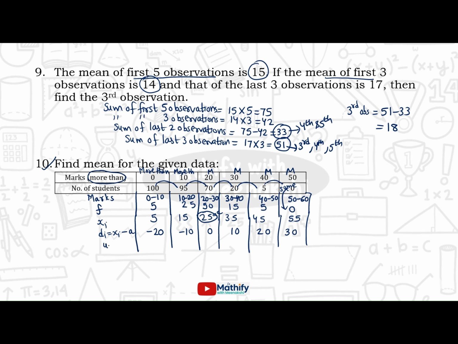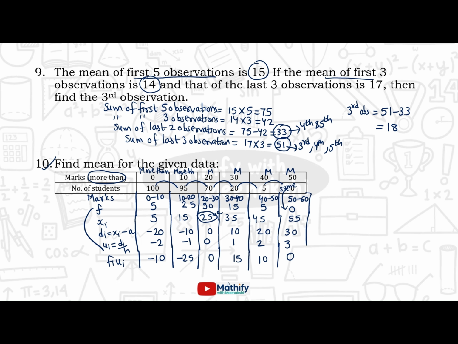Now you have to find ui. What is ui? That's di by h. H is the width of interval, that's 10. So minus 20 divided by 10, minus 2, minus 1, 0, 1, 2, 3. Now you have to find fi ui. So we'll simply multiply this f and u. So let's multiply that. It's minus 10, minus 25, then 0, then 15, then 10, and then again 0.